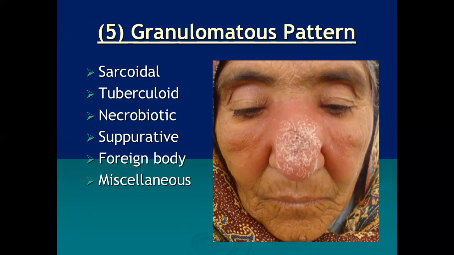If you don't find a psoriasiform pattern, interface pattern, spongiotic pattern, or any blister, then you must look into the dermis to find any granulomas. And if granulomas are seen within the dermis, then it fits into the fifth pattern, that is the granulomatous pattern. And in skin, there are four major classes of granulomas: the sarcoidal granulomas, tuberculoid granulomas, necrobiotic granulomas, and suppurative granulomas.